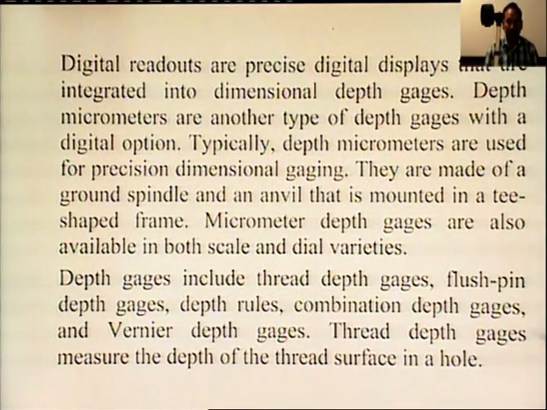They are made of a ground spindle and an anvil that is mounted on a T-shaped frame. Micrometer depth gauges are also available in both scale and dial varieties. Other depth gauges include thread gauges, flush pin depth gauges, depth rules, combination depth gauges and vernier depth gauges. Thread depth gauges measure the depth of the thread surface in a hole.